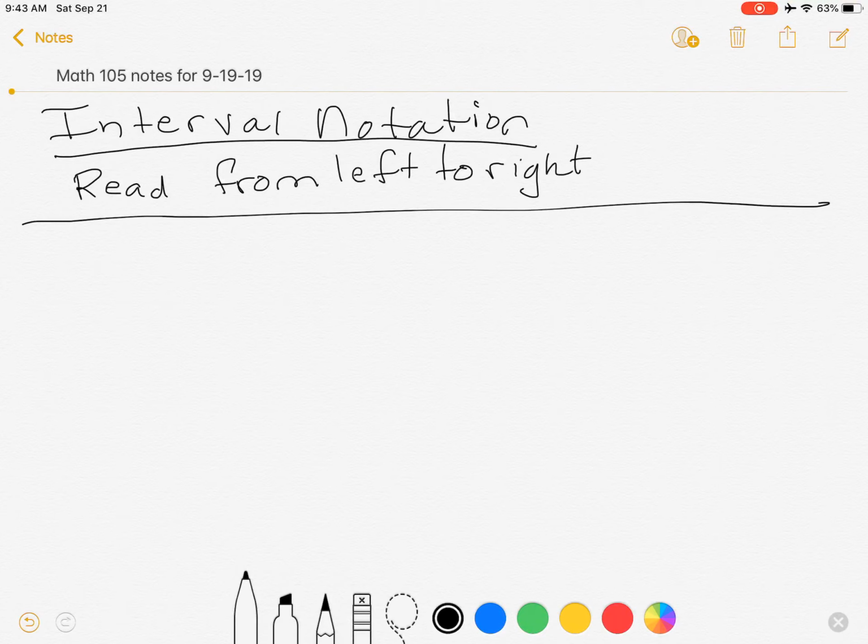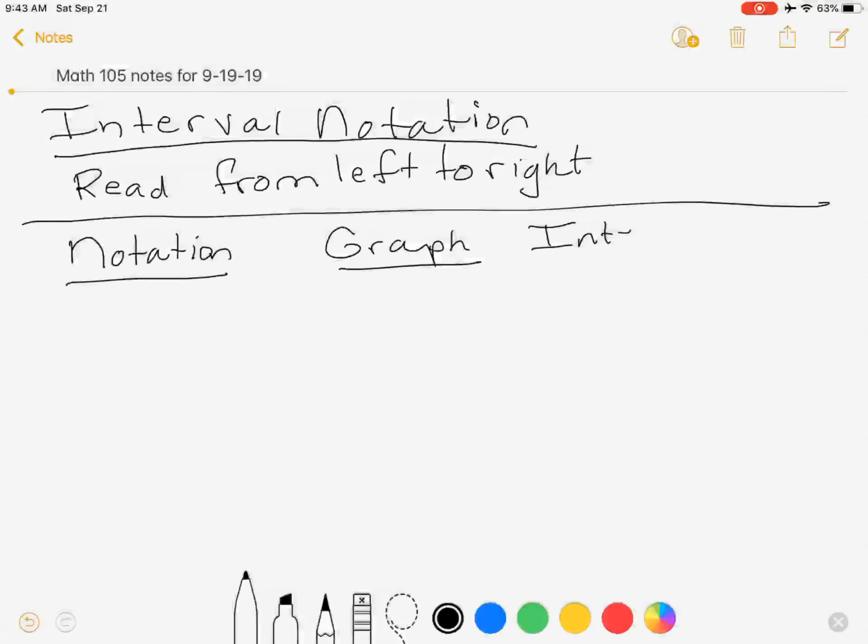So what I'm going to do is go through all of the possible things that could happen when you're doing an interval. Let's look at the graph, and then let's do the interval notation. I'm just going to put in numbers, but it works for anything on the number line.